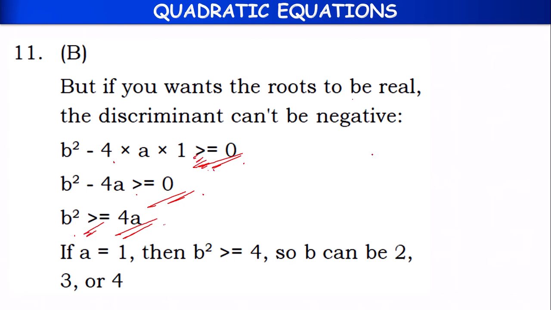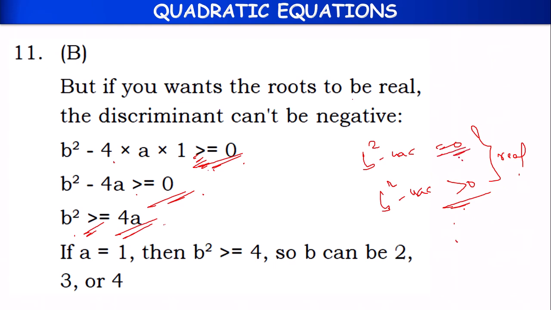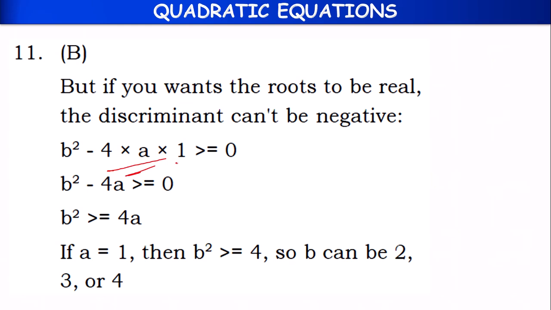if the discriminant is equal to 0 or if the discriminant is greater than 0, in both cases we will get real roots. But if it is greater than 0, real and unequal roots. If it is equal to 0, real and equal roots. So b square minus 4ac should be greater than or equal to 0.